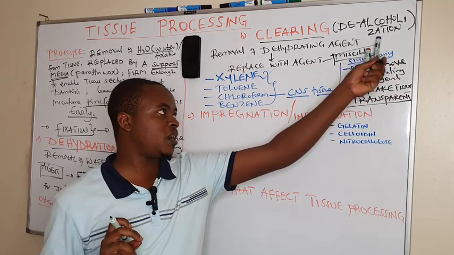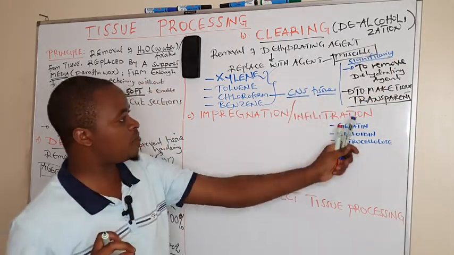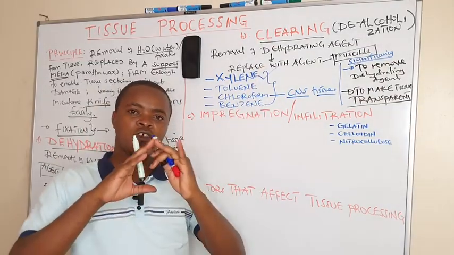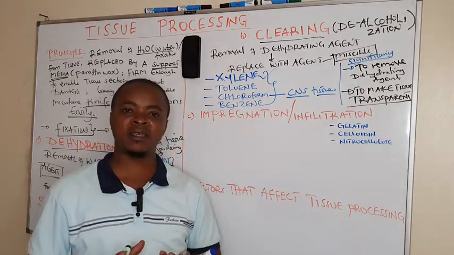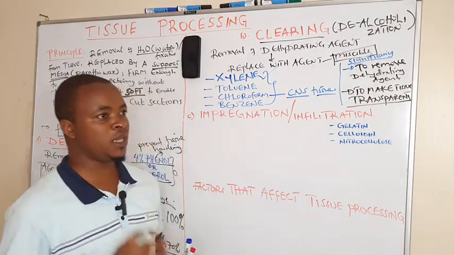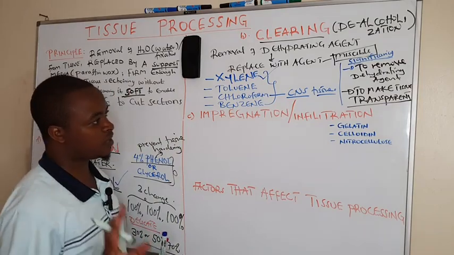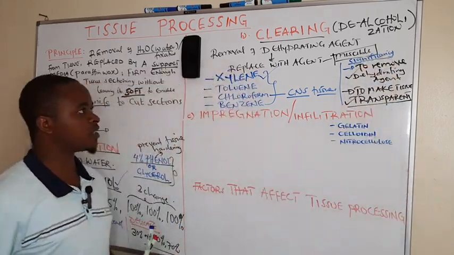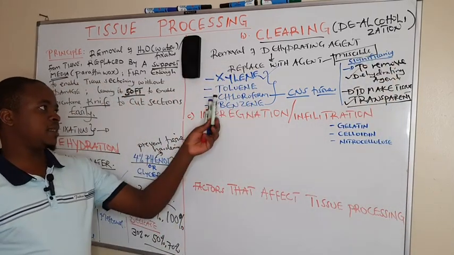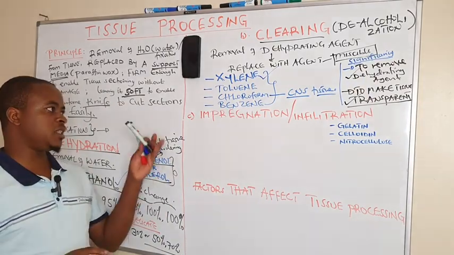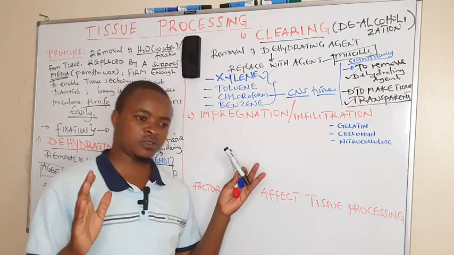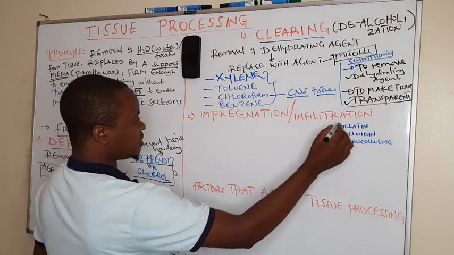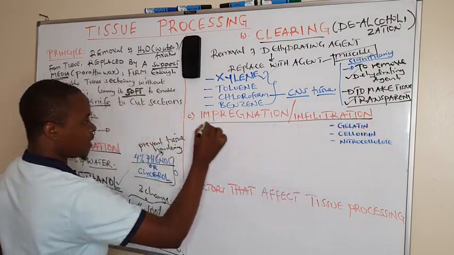That's why we are calling it de-alcoholization. And another importance of clearing is we are making the tissue very clear, that is transparent, so that during microscopy it is easier to visualize different parts of the cell. So those are the two major significances of clearing, where these clearing agents act as a bridge between the dehydrating agent and the impregnating agent, which is paraffin wax.